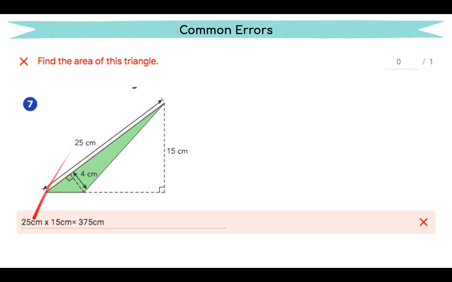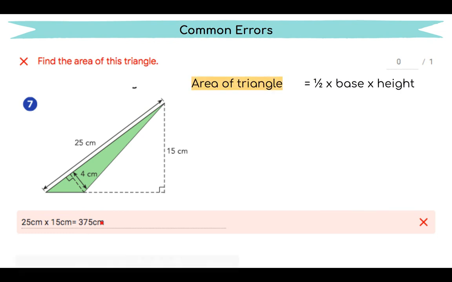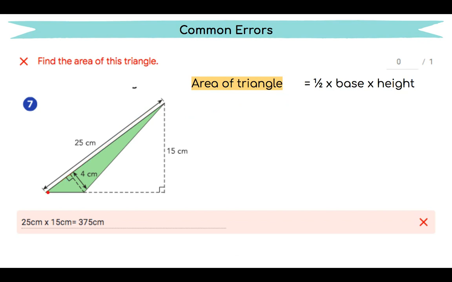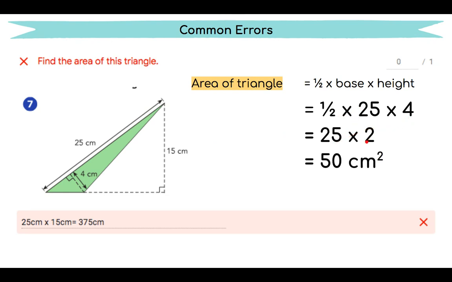Okay, so this person said 25 times 15 because this person picked the wrong height and got 375. Again, this person also forgets to multiply the whole thing by 1/2. Always start with 1/2 for a triangle. So 1/2 times the base, which is 25, times the height, which is 4. Now 4 can of course be divided by 2. 4 divided by 2 is 2. And now we have 25 times 2, which equals 50 square centimeters.